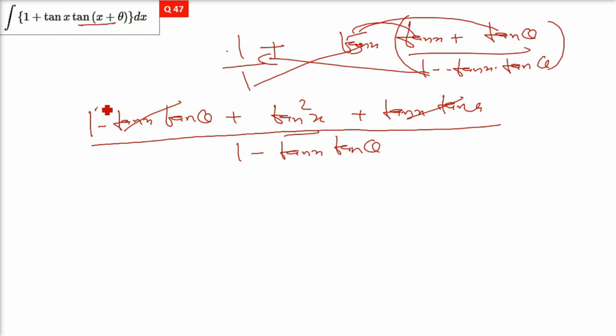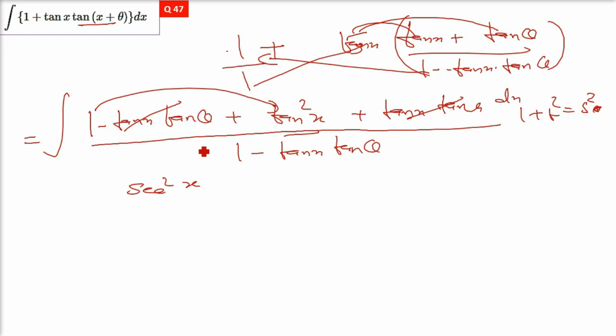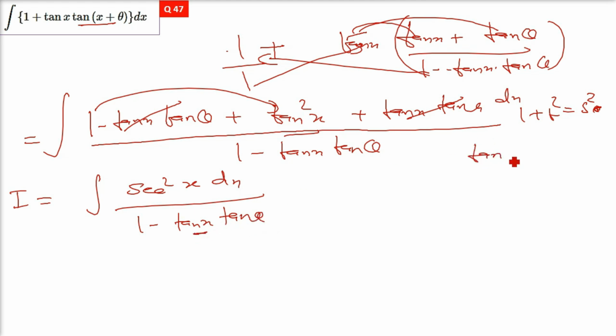And also 1 plus tan square theta is sec square theta. So you can just replace this 1 plus tan square theta by sec square theta. So the numerator becomes sec square theta, or sec square x, not theta. Sorry, I must correct myself, because here tan theta is a constant, tan x is a variable. So sec square x dx divided by 1 minus tan x into tan theta. Now tan theta is constant, so don't worry about that. Tan x will give you sec square x. If you put tan x equals t, then dt by dx is going to give you sec square x. So dt becomes sec square x dx.